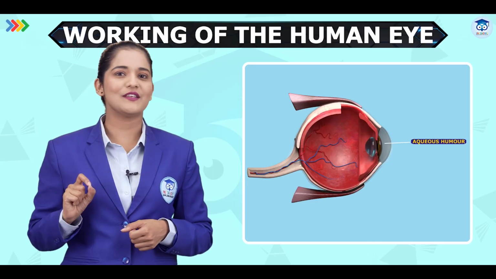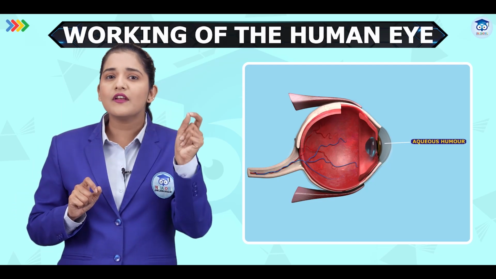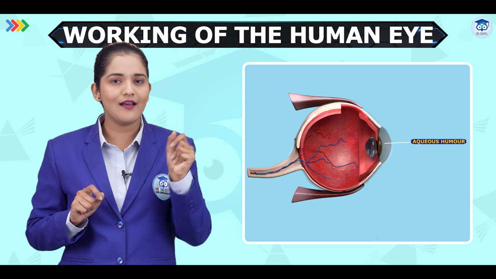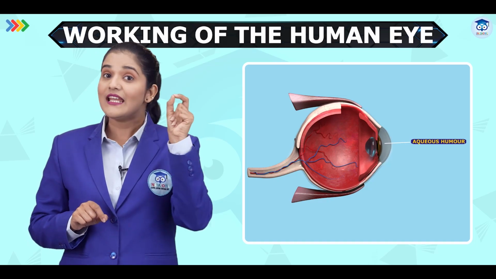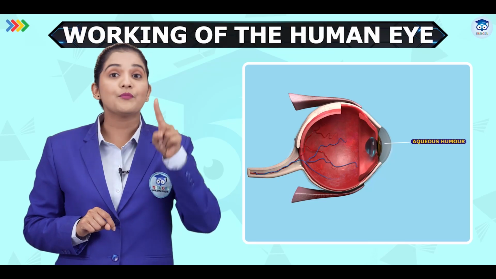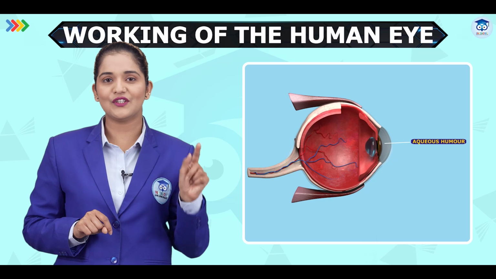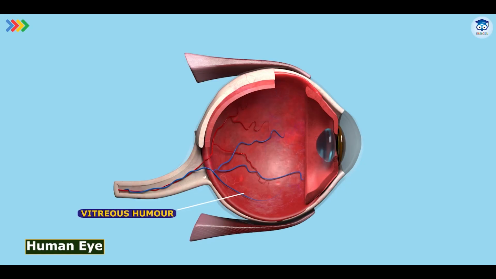Starting with the aqueous humor. It is a clear, watery fluid that fills the space between the cornea and the lens. It helps maintain the shape of the front part of the eye and provides essential nutrients to both the lens and the cornea. Next is the vitreous humor, a clear gel-like substance that fills the large space behind the lens and extends all the way to the retina.